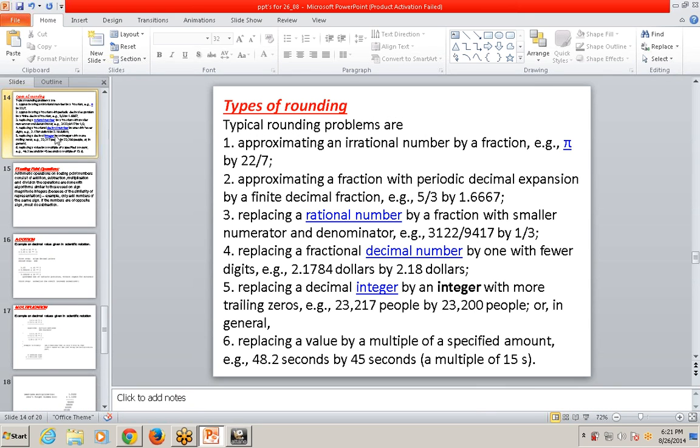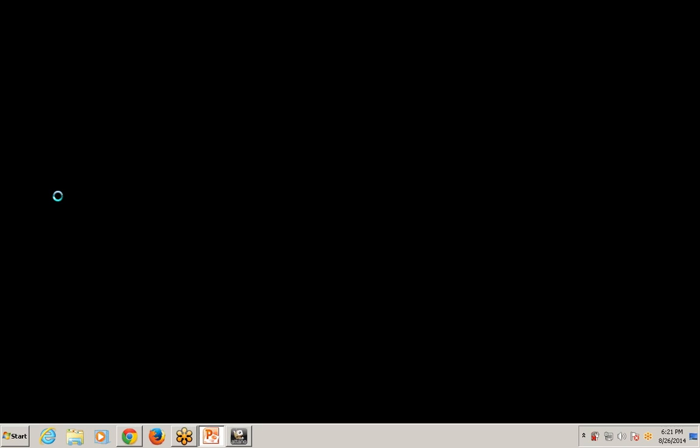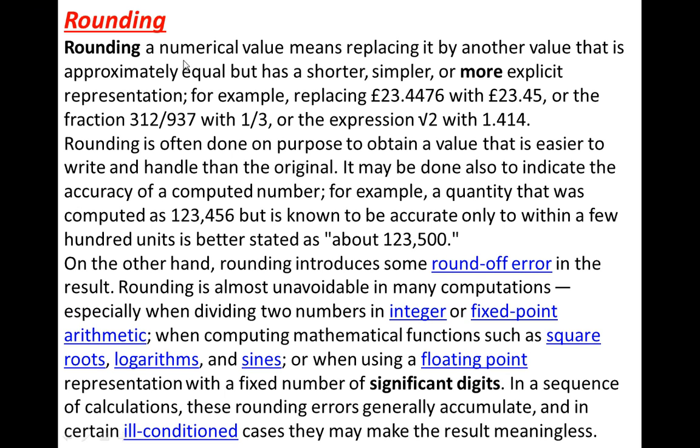So let's come back to rounding. Rounding a numerical value means replacing it by another value that is approximately equal but has a shorter, simpler or more strict representation. Suppose I have to round 23.4476 up to two figures, two digits after the decimal.